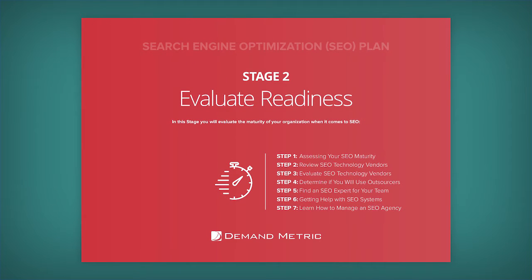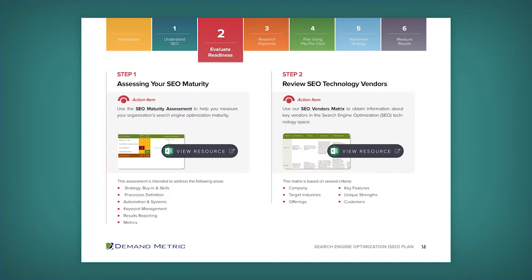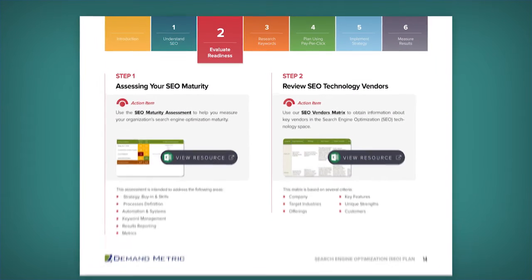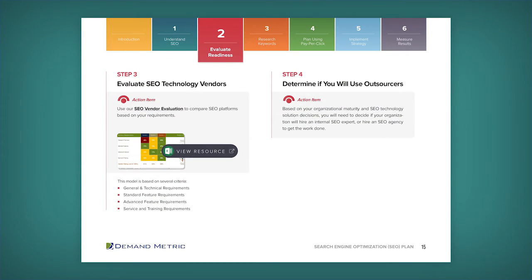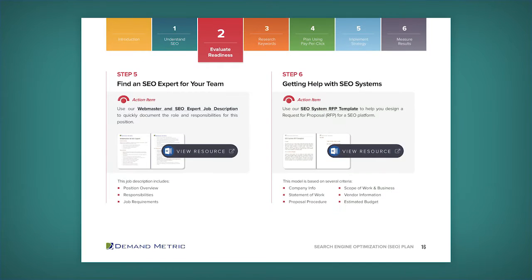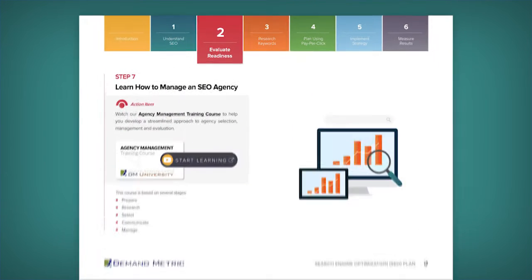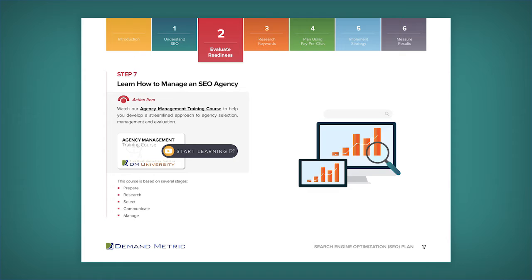In stage 2, you're going to evaluate readiness. And here, your first step is to assess your SEO maturity and then review SEO technology vendors. You're going to evaluate those vendors and determine if you'll use outsourcers. In step 5, you find an SEO expert for your team and then get help with SEO systems, learning how to manage an SEO agency by the end of stage 2.